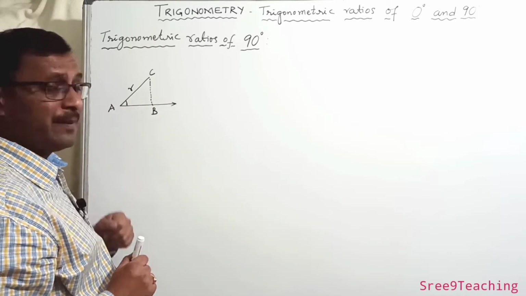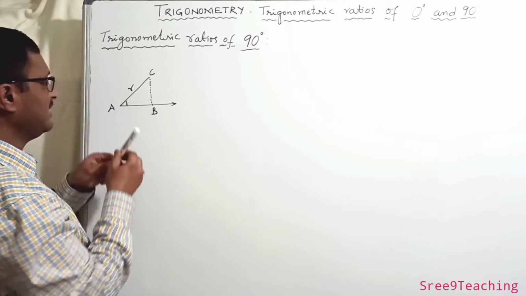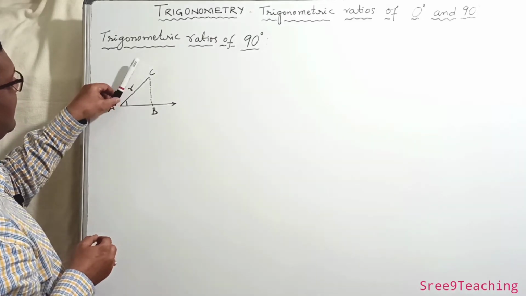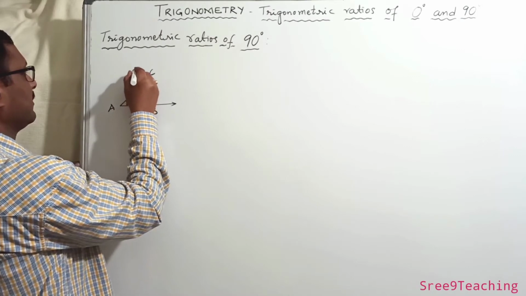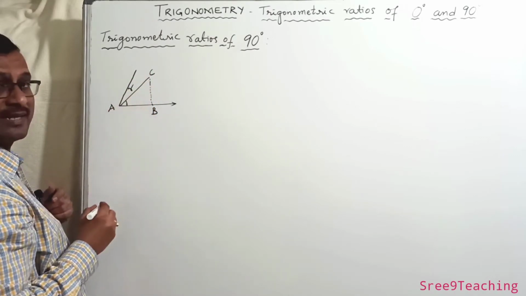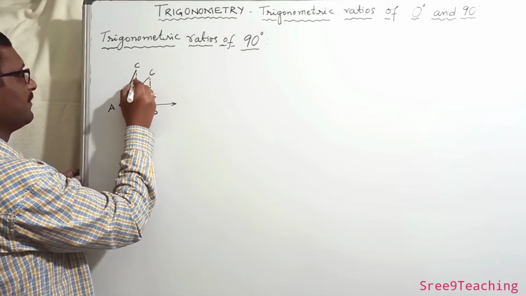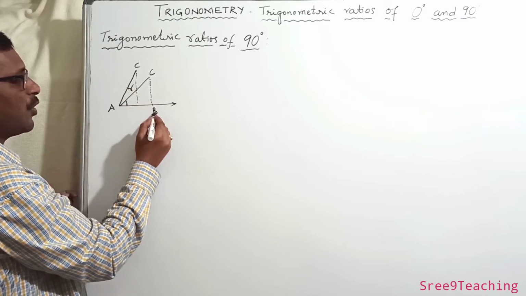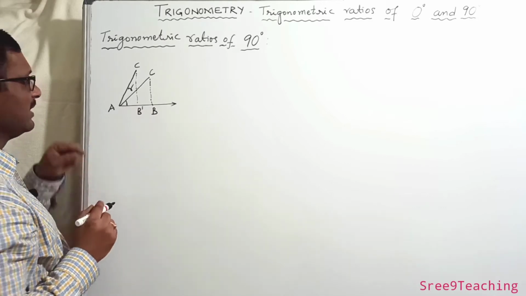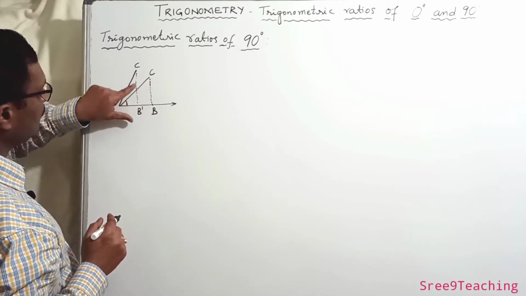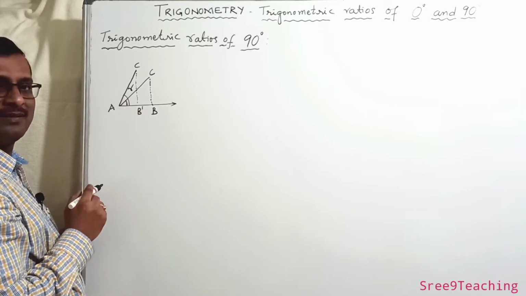Now here, what happens if this angle increases more than this? Suppose the angle is increased like this and C becomes here, then what happens to the height BC? The foot of the point B moves towards B dash, that is, towards A. So here BC is moved towards B dash C, isn't it, when the angle is increased?